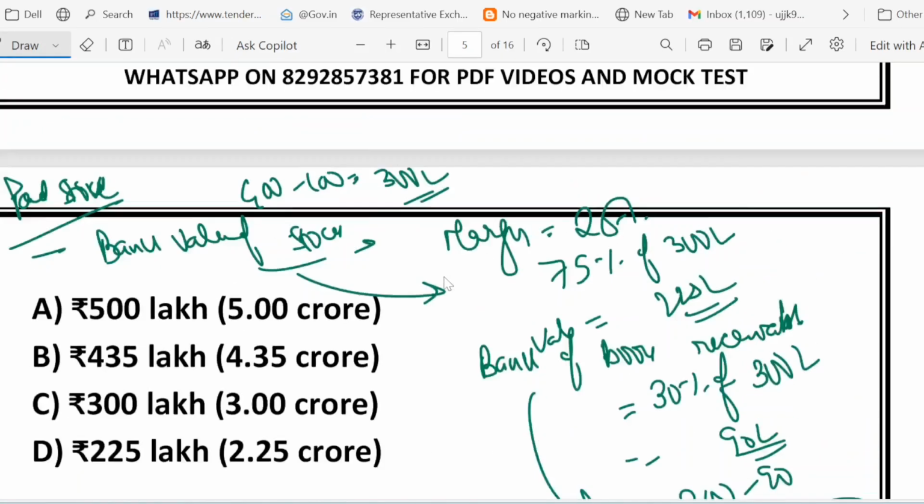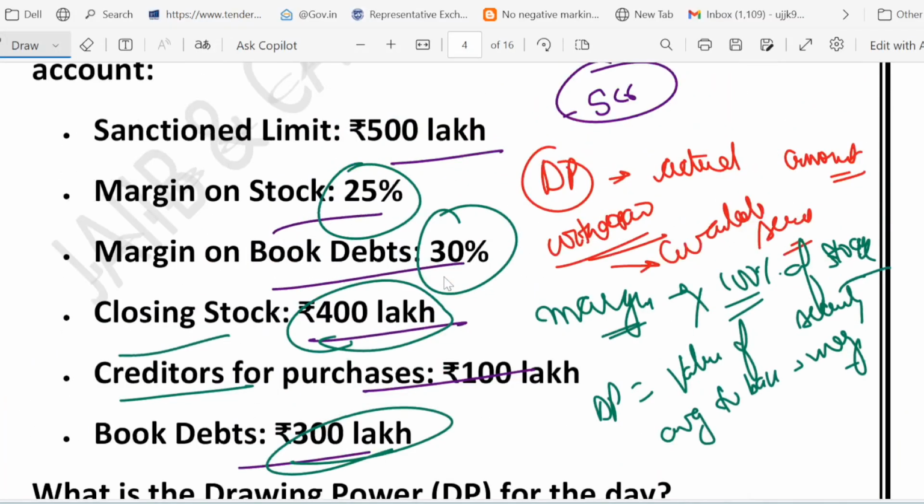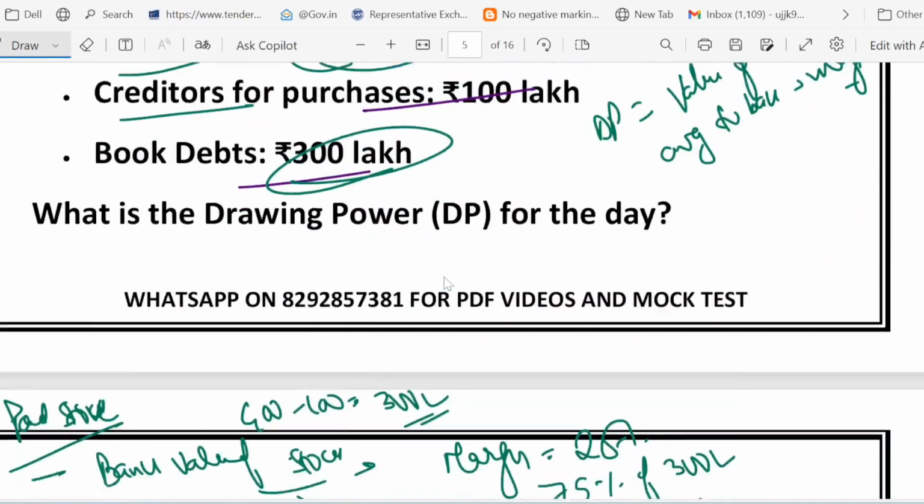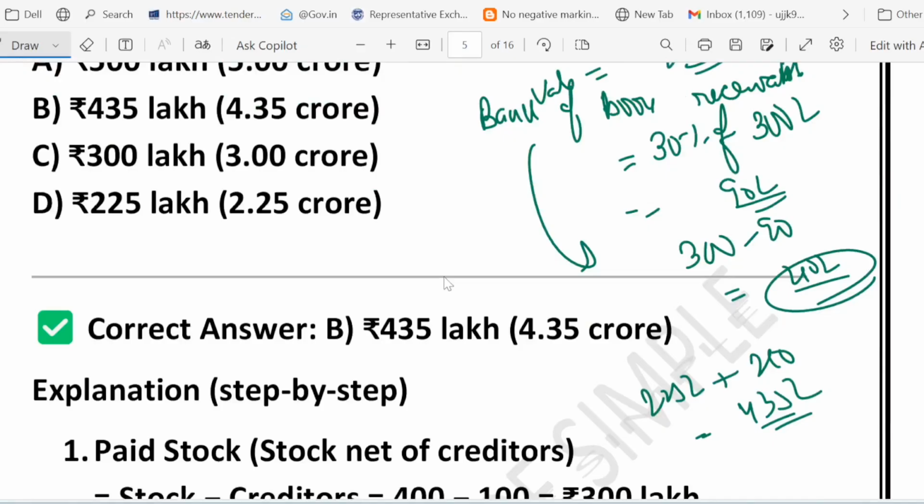Now let's check the sanction. How much is the sanction amount? Sanction amount is 500 lakh, and the DP we have calculated is 435 lakh. So the bank allows the lower of the two, either the sanction amount or the DP amount. So obviously the bank will allow 435 lakh. So 4.35 crore is the correct answer.